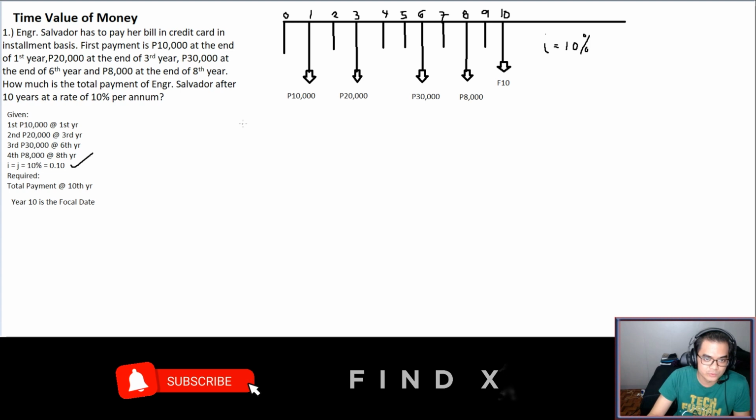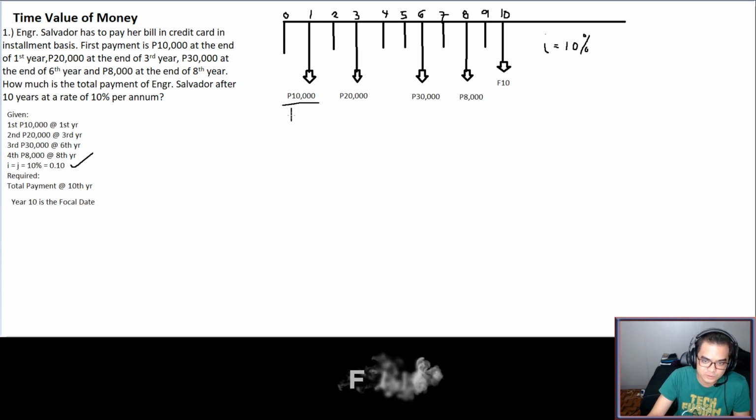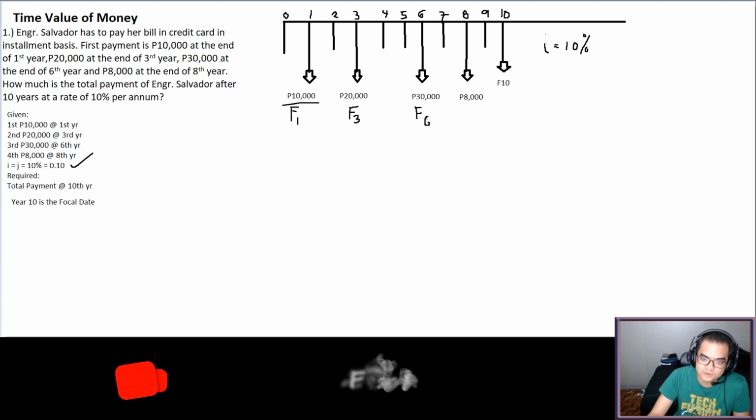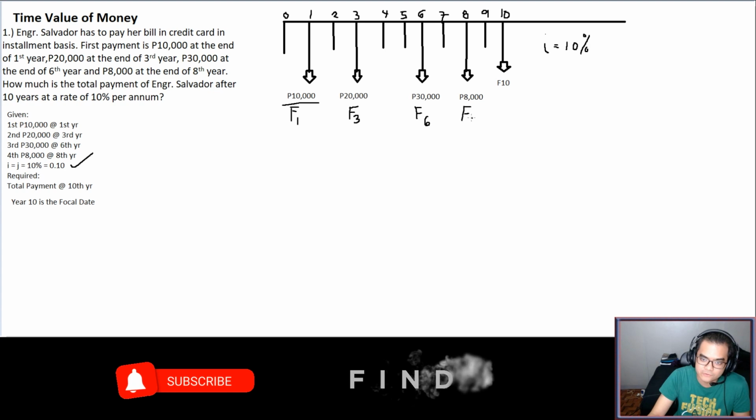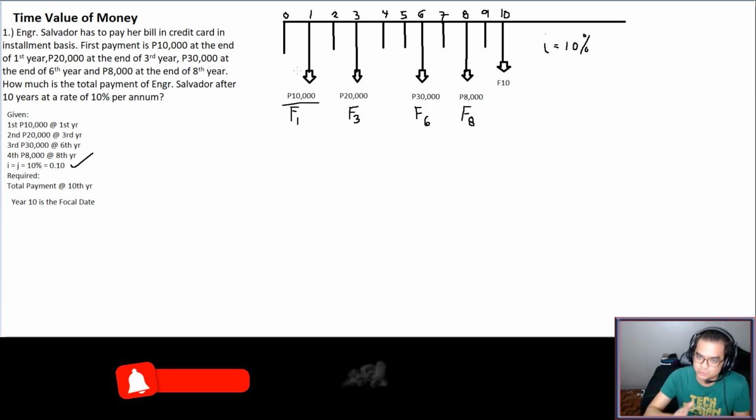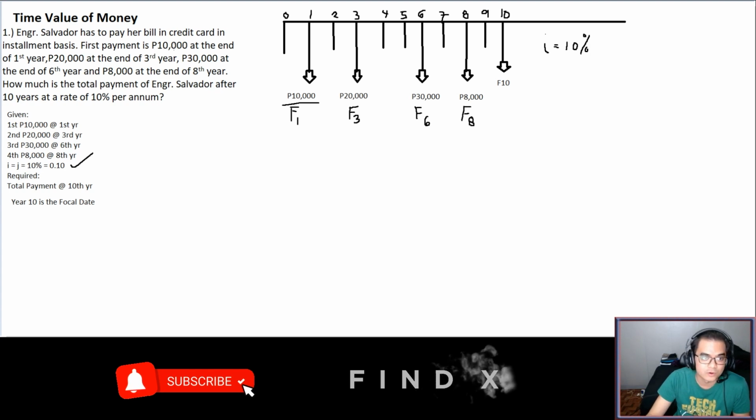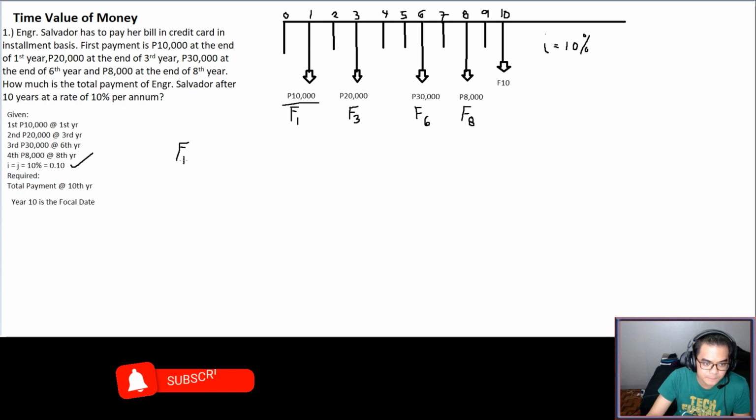So we will solve it one by one. Let's solve this one first. Let's say this is your F1, this is F3 because that is at the third year, this is your F6, and this will be your F8 for the 8th year. We will be bringing this 10,000 into the future, to the 10th year. So let's first solve for F1.